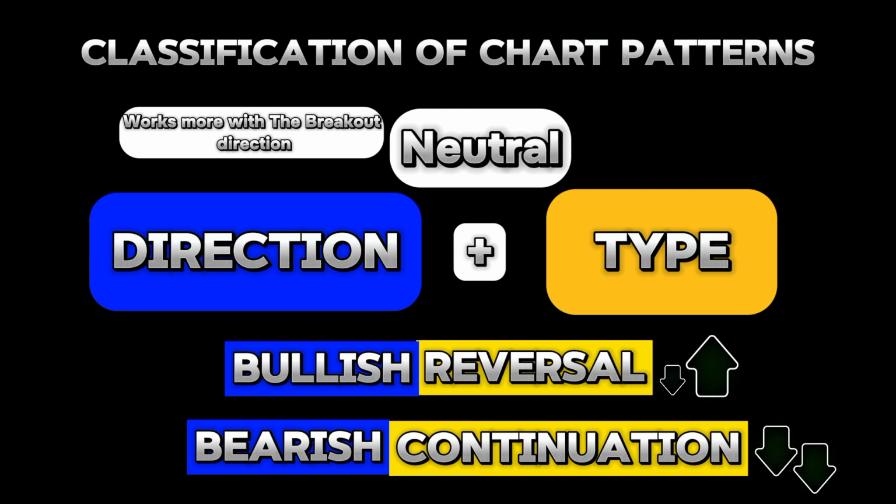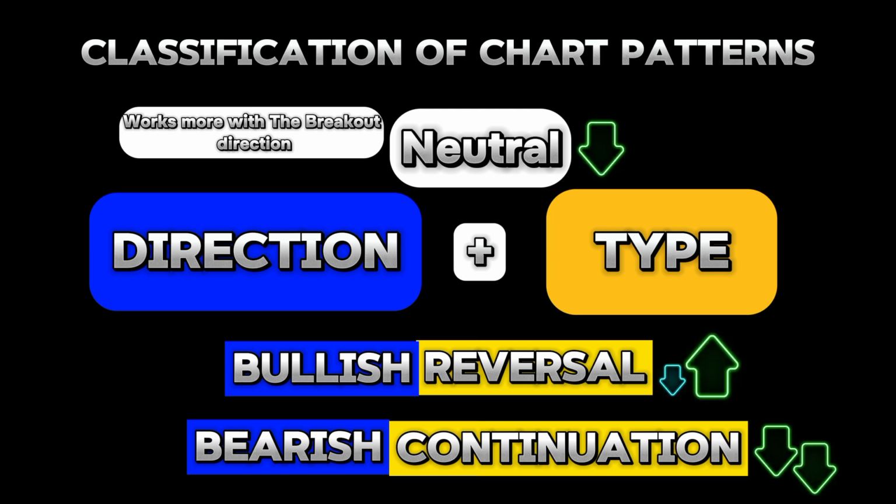So, if you see a neutral pattern and the price breaks out to the upside, it means that the pattern is indicating that price will go up. And if price breaks to the downside, the chart pattern is indicating that price will go down. As we proceed and enter deeper into these patterns, everything will begin to become clearer in the flow.